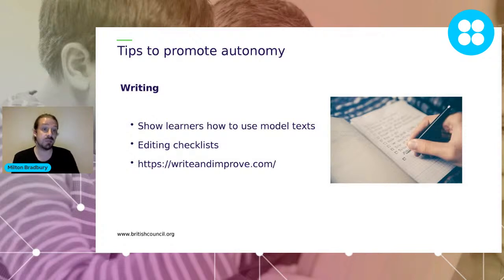Writeandimprove.com is a Cambridge tool where they have different Cambridge exam tasks, and students write the task and they get automated feedback. Automated feedback is still in its early stages and it's not perfect. Most of the feedback is focusing on grammar, vocabulary, pronunciation, and coherence rather than content, because they still can't quite get that perfect, but it's pretty good. So encouraging students to use that will help their writing.